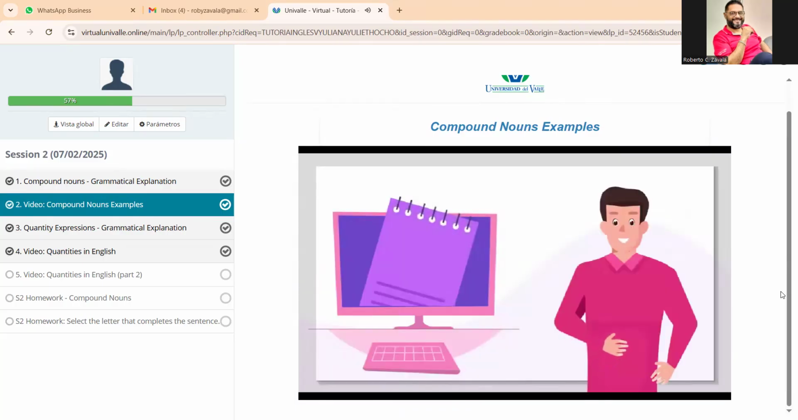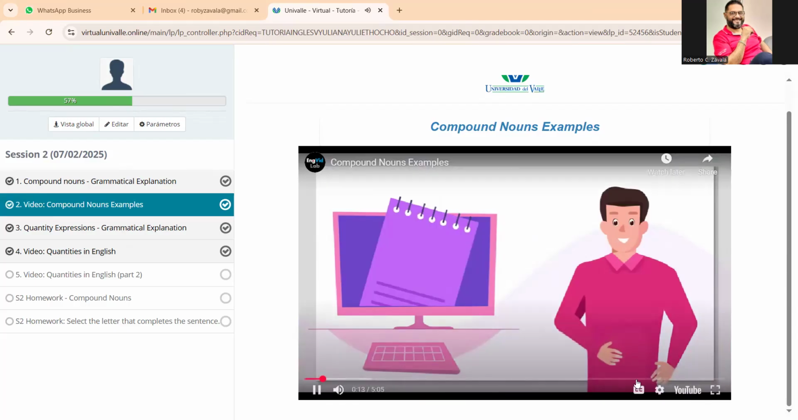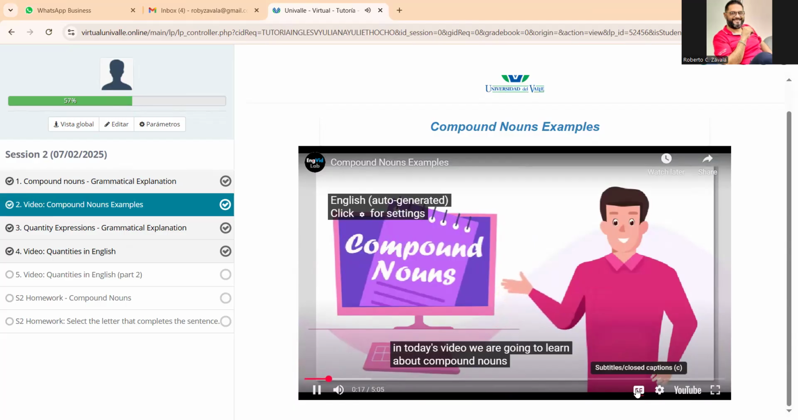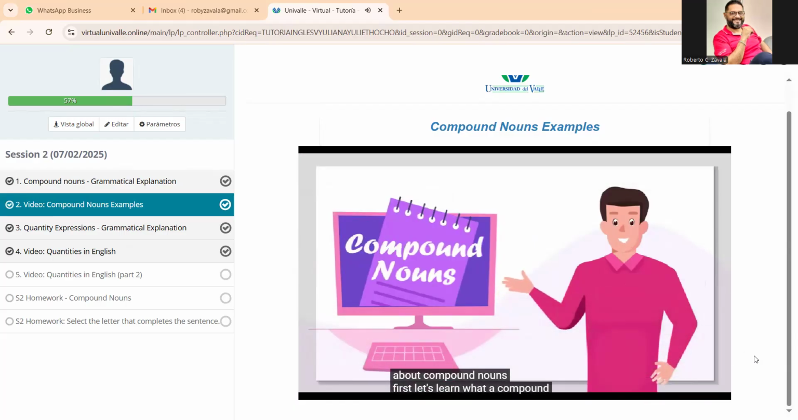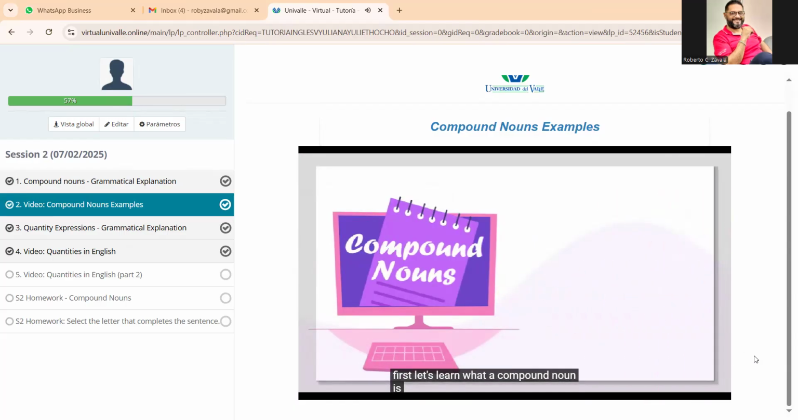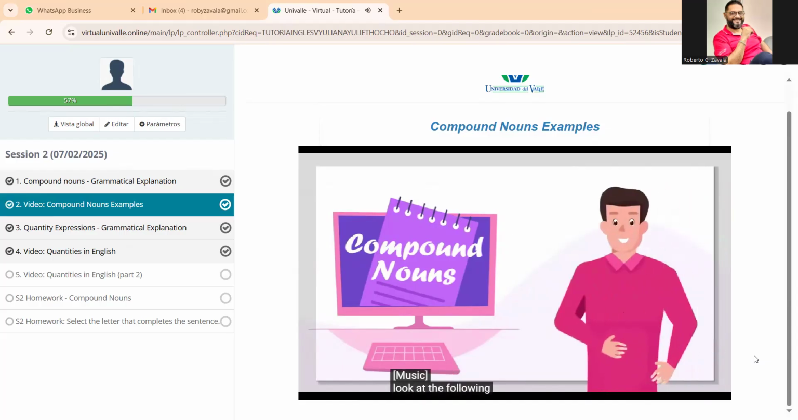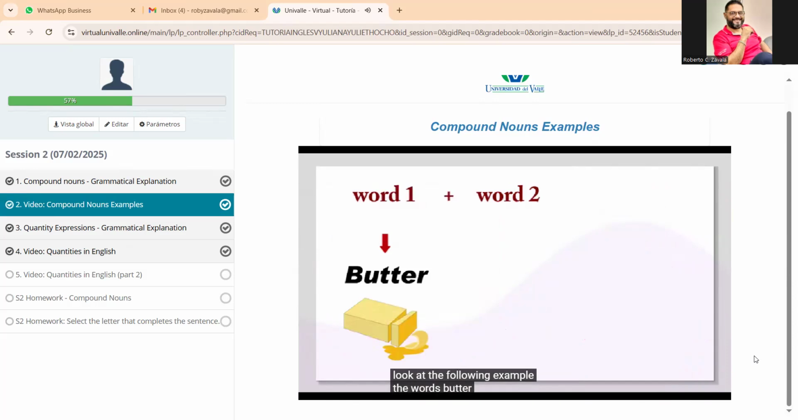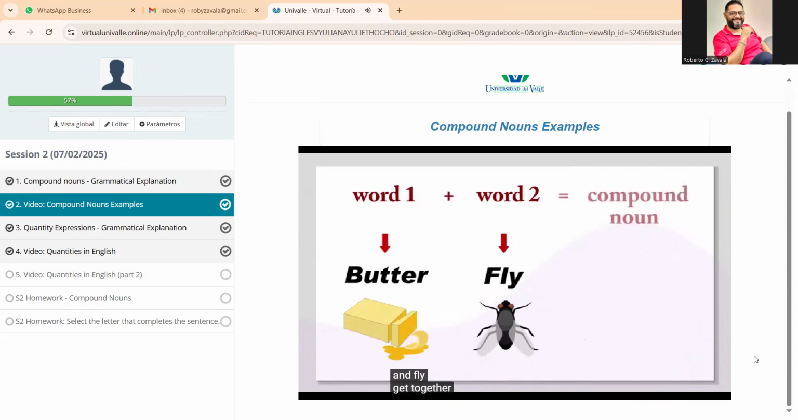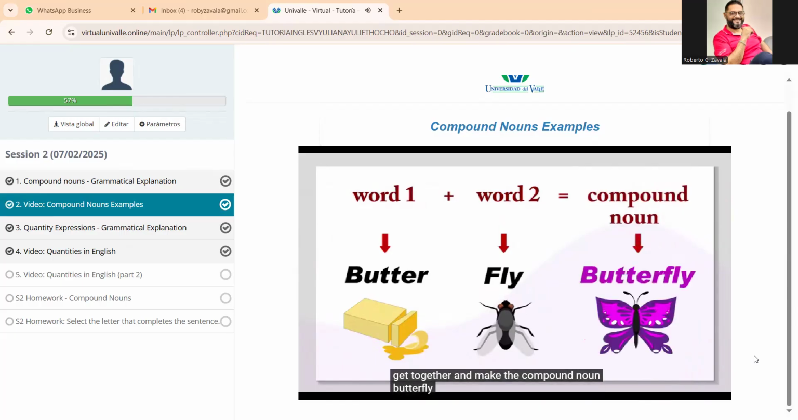Hello everyone. Welcome back to Invid Lab. In today's video we are going to learn about compound nouns. First let's learn what a compound noun is. A compound noun is made up of two or more words. Look at the following example. The words butter and fly get together and make the compound noun butterfly.